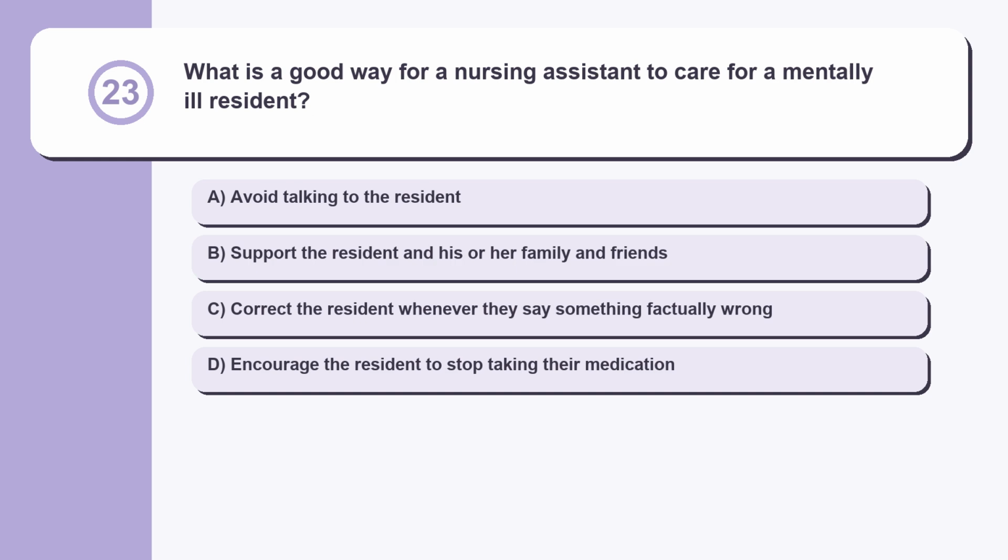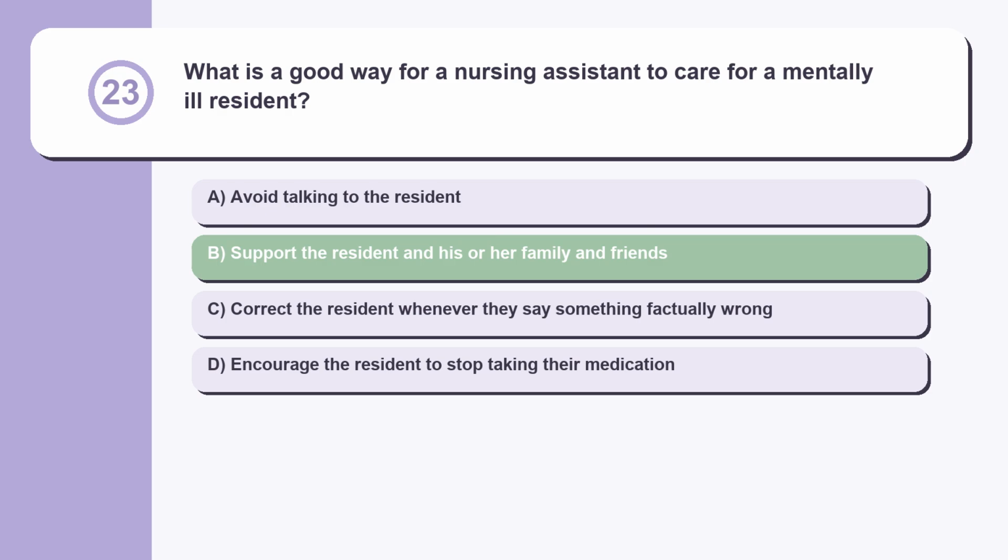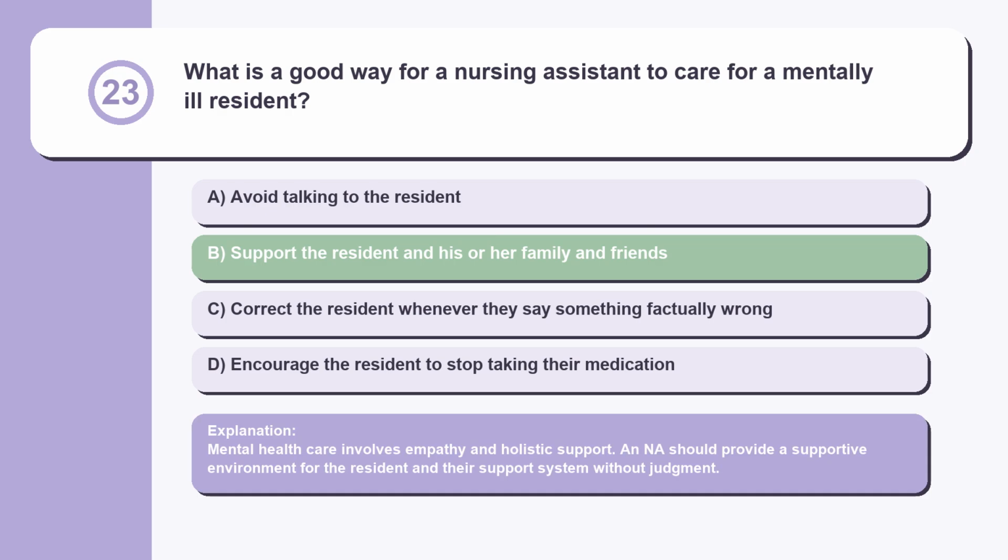Question 23. What is a good way for a nursing assistant to care for a mentally ill resident? Avoid talking to the resident. Support the resident and his or her family and friends. Correct the resident whenever they say something factually wrong. Encourage the resident to stop taking their medication. Mental health care involves empathy and holistic support, and NAs should provide a supportive environment for the resident and their support system without judgment.